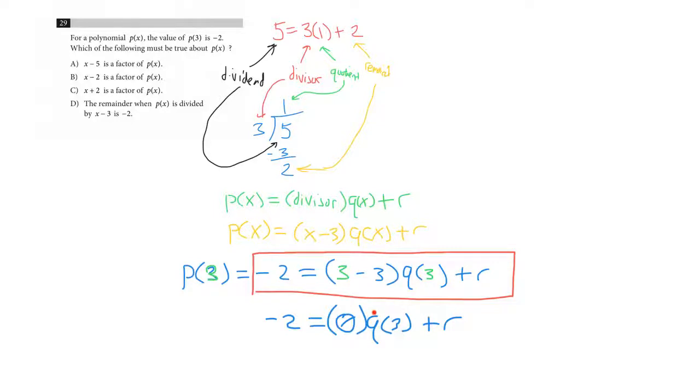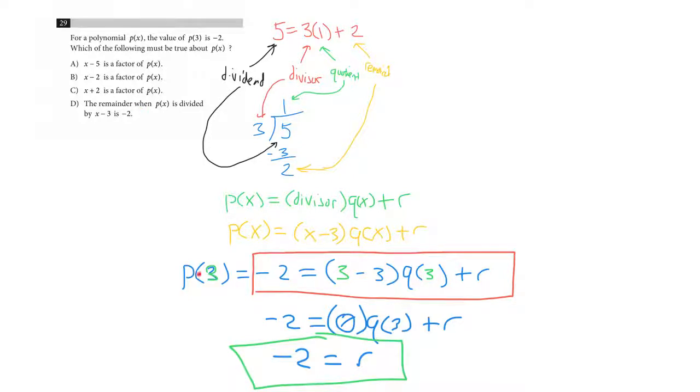0 times anything. We don't even need to know what q of 3 is. 0 times anything is equal to 0. So negative 2 equals r. And that is why answer choice D is the answer.